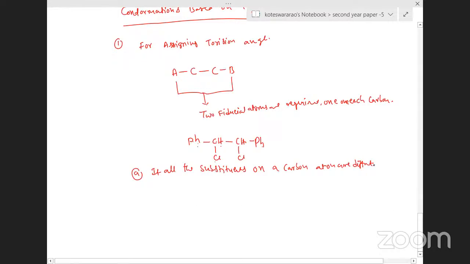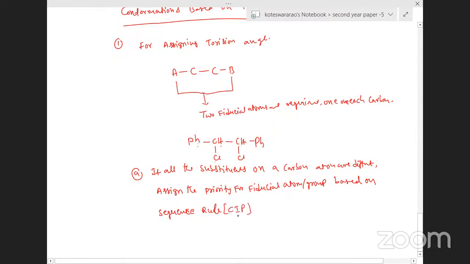You need to assign the priority for fiducial atom or group based on the sequence rule. What is the sequence rule? You recollect the rules in the CIP: Cahn, Ingold, Prelog. Okay. Look at here, in the hydrogen, chlorine, phenyl group.